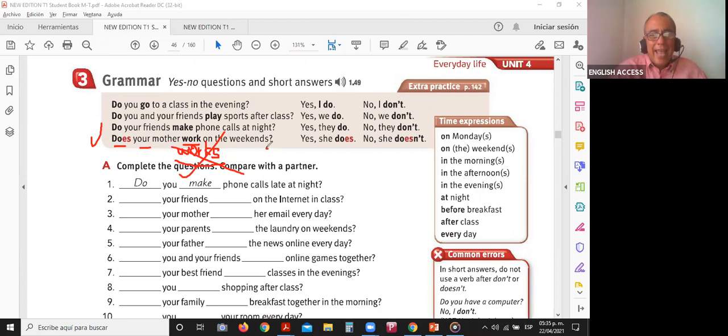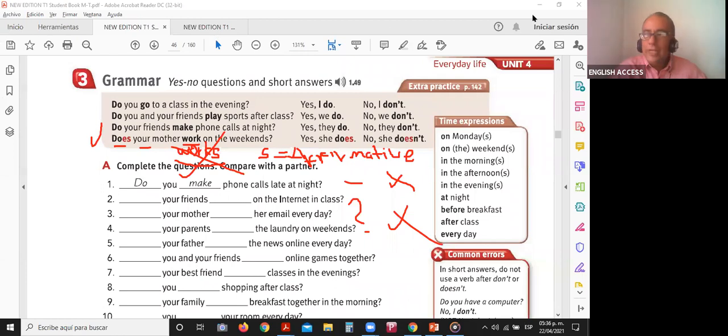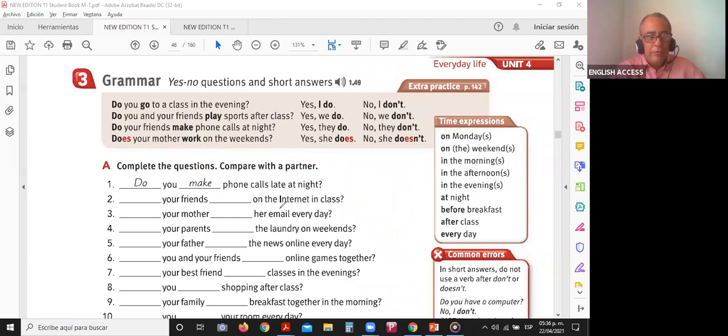We add the S only for affirmative sentences. Only affirmative. In negative, we don't change. In questions, we don't change the verb. Okay? Only affirmative. Let's see about the questions.